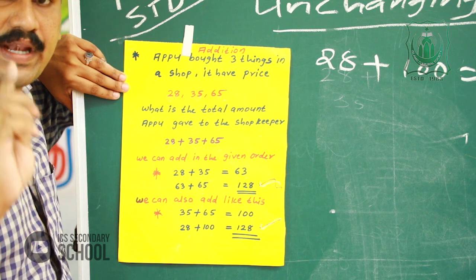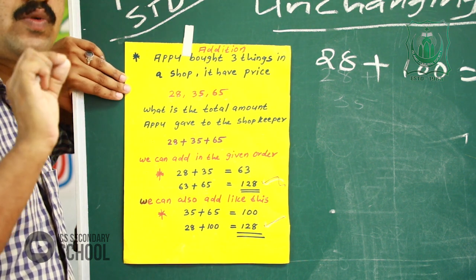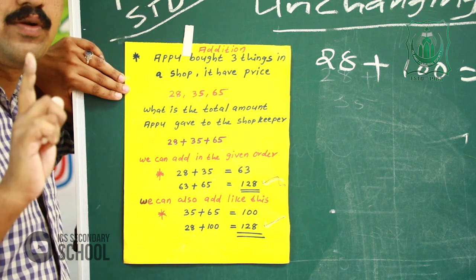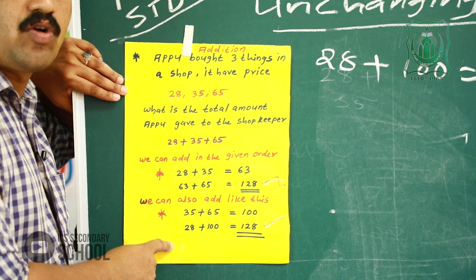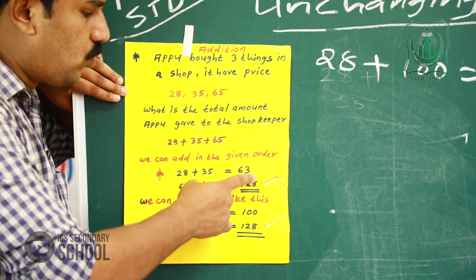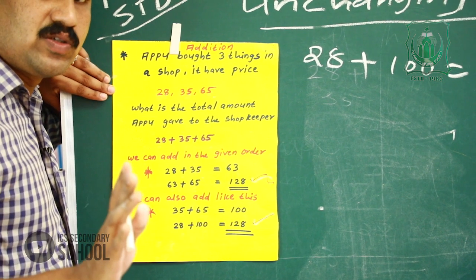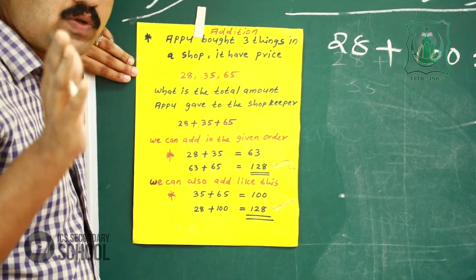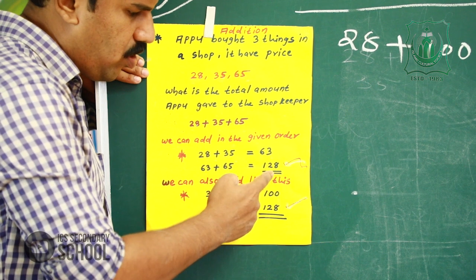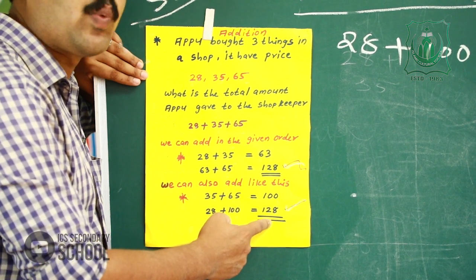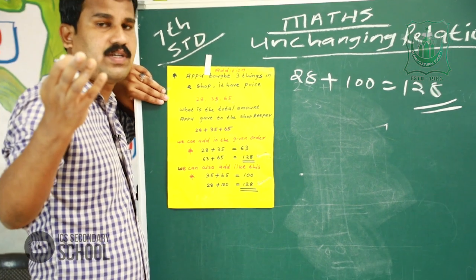You can use any one of these methods to solve this problem. Got it? The answer of both methods is the same, that is 128. First method you got 128, also the second method answer is 128. So you can use any one of these methods. Okay, got it? Yes.